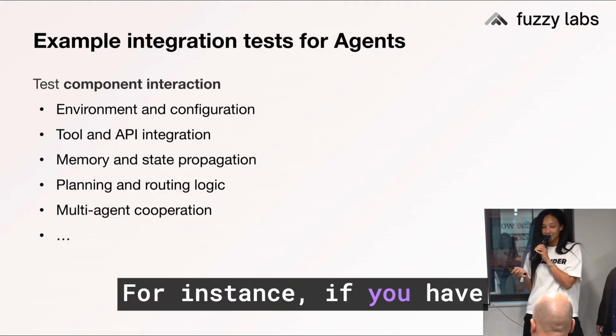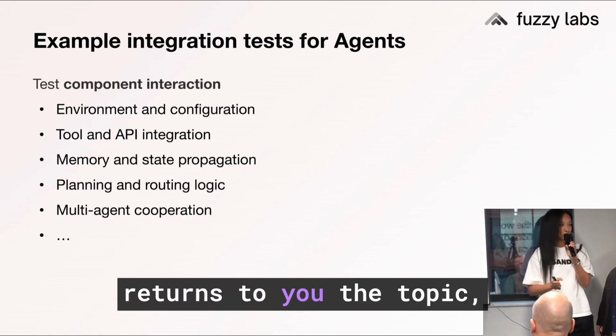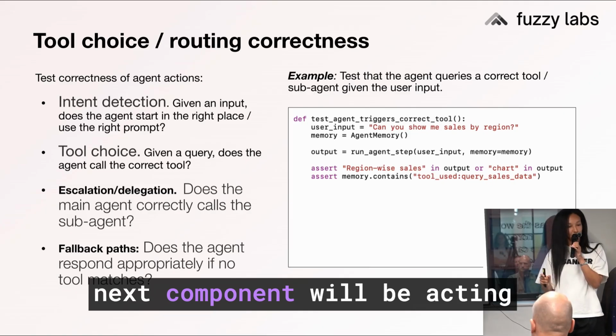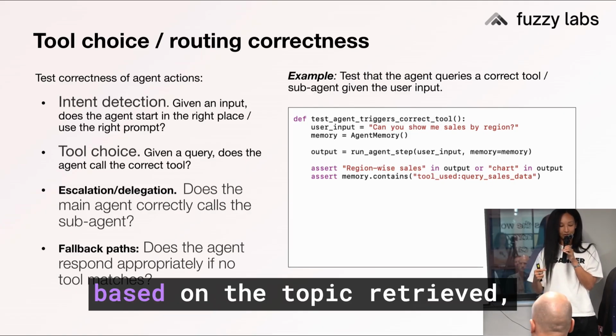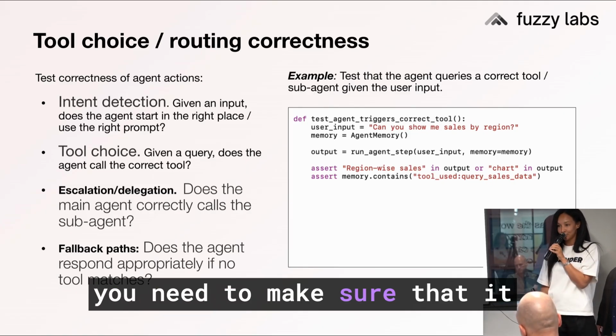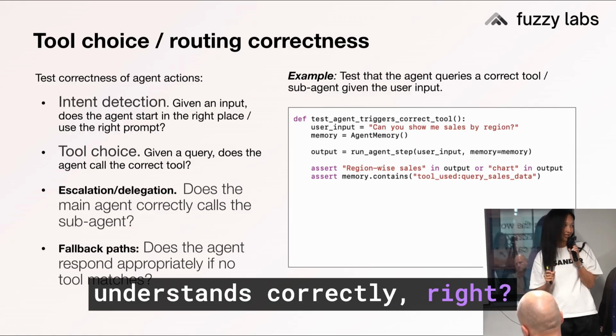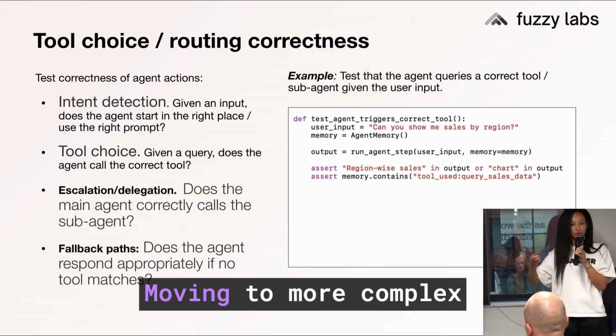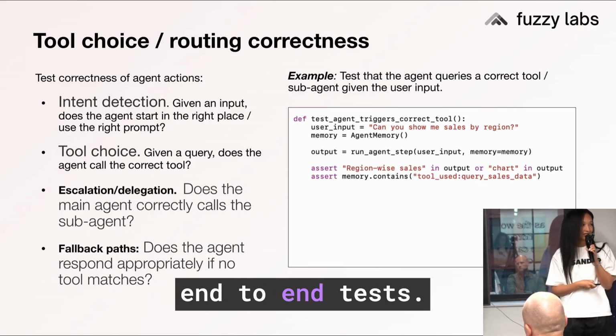Basically, for instance, if you have intent detection, which returns to you the topic, and then you expect that the next component will be acting based on the topic retrieved, you need to make sure that it understands correctly, right? And things related to some combinations. Moving to more complex end-to-end tests.